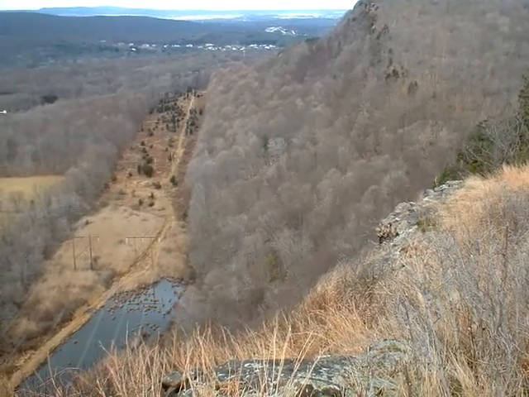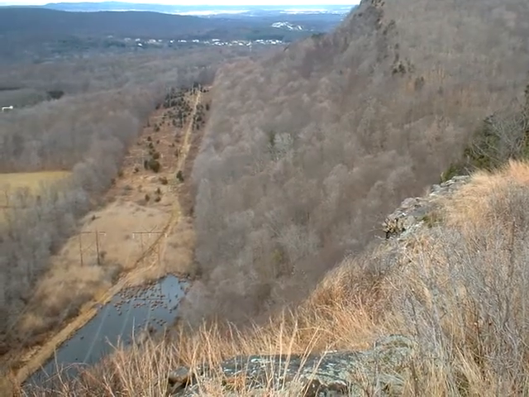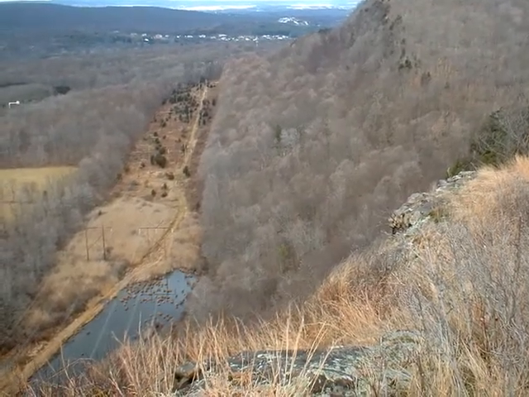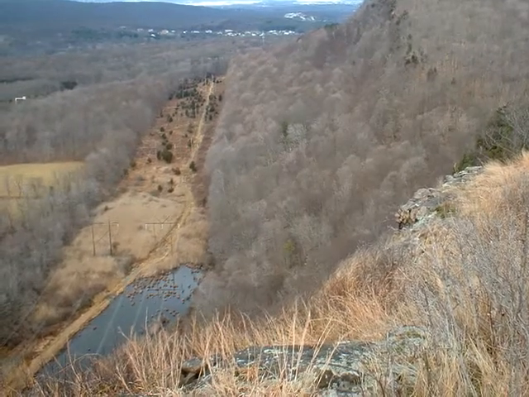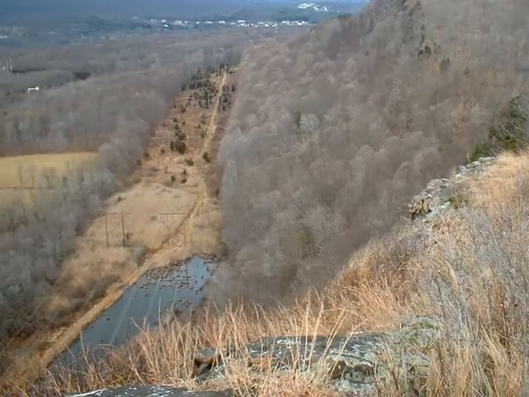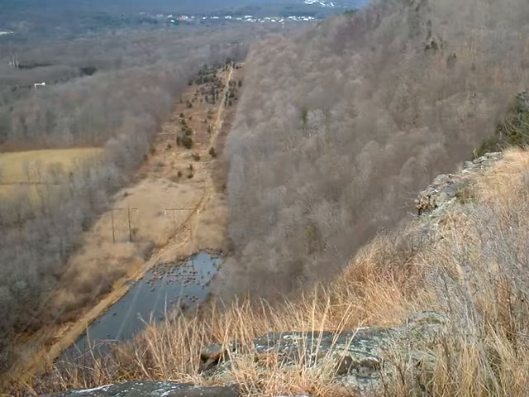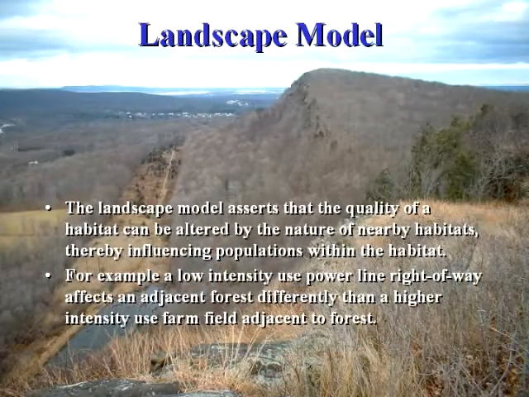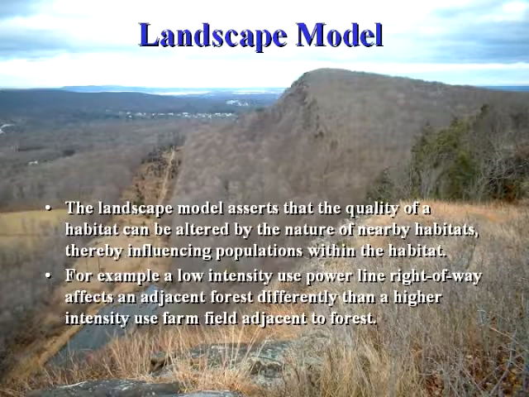So what is it that differs about how forest occurs when it's next to a power line right-of-way versus how it is affected by something like a farm field? These kinds of questions are included under the heading of the landscape model. And what the landscape model tells us is that not only do the organisms within a habitat influence the habitat's quality, but also the quality of the habitat is altered by what kinds of nearby habitats are present.